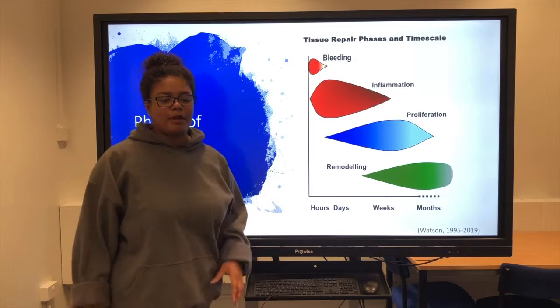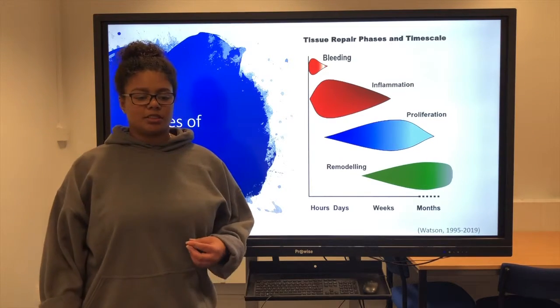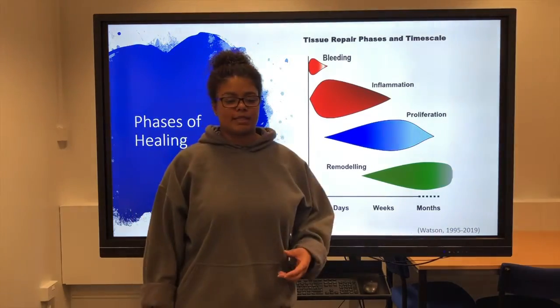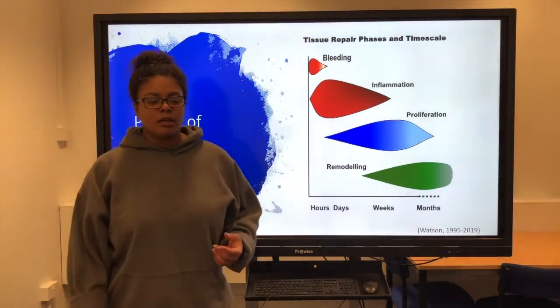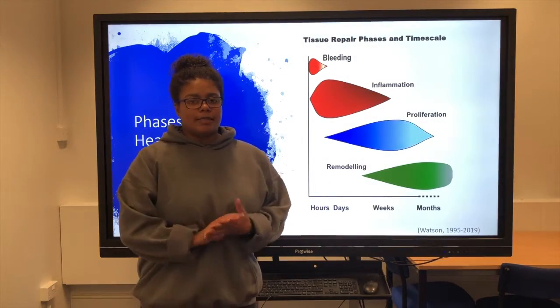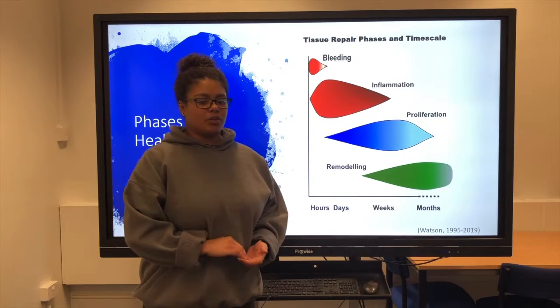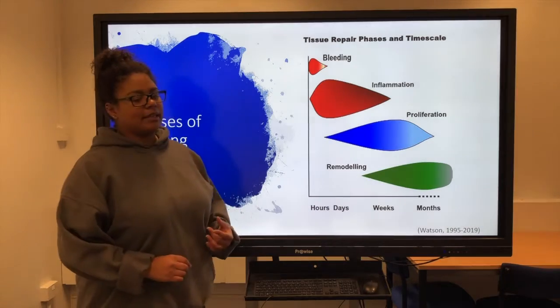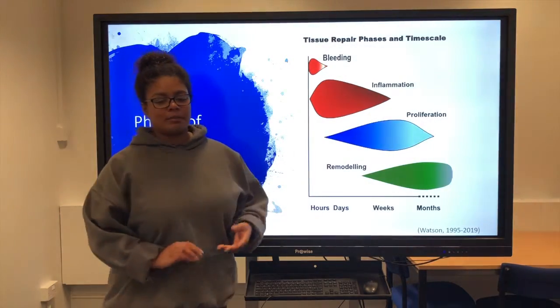FAI is primarily a chronic condition which is created by overactive osteoblast cells in the acetabulum and the femoral neck. Although during rehabilitation, exercise may result in the onset of inflammation. So I'm just going to discuss the phases of healing and say a little bit about them as I go through.